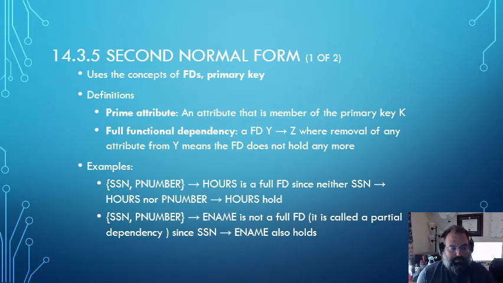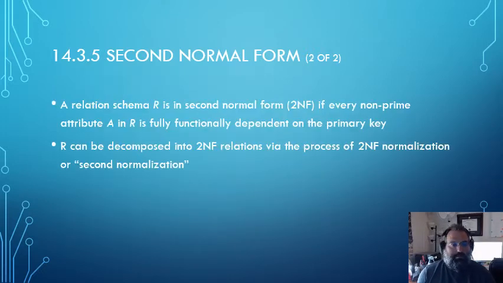An example is social security number and phone number implies hours. It is a full functional dependency since neither social security number implies hours nor phone number implies hours holds. Social security number, phone number, or project number, sorry, not phone number, project number implies name is not a full functional dependency. It is called a partial dependency since social security number implies name also holds. So project number is not needed to determine name. However, the combination of social security number and project number implies hours.